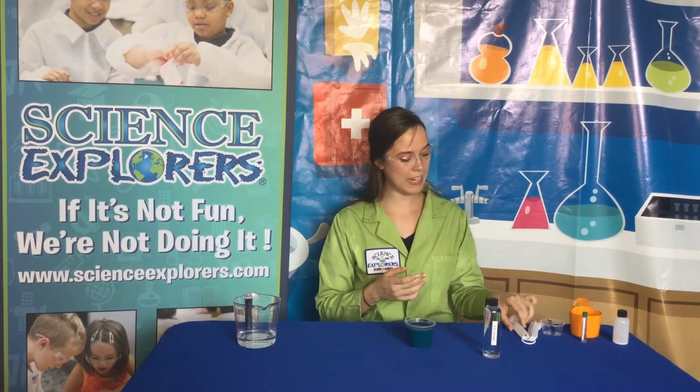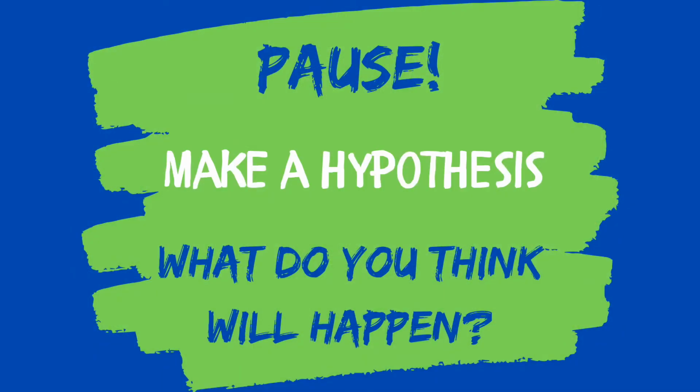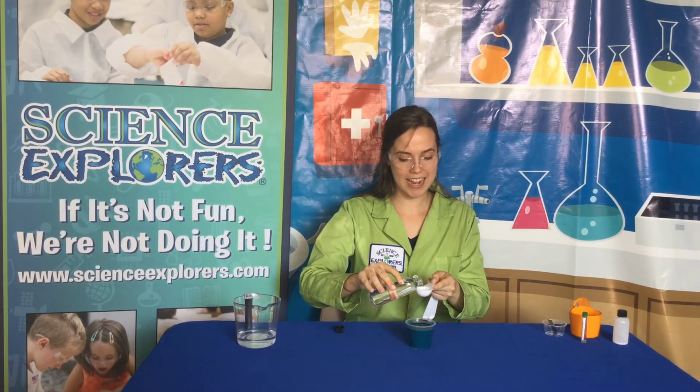Now we're going to pour in a tablespoon of vinegar. What do you think will happen when we add a tablespoon of vinegar to the milk of magnesia? Make a hypothesis and let's find out. We saw in our experiment earlier that vinegar is an acid. And we know when we mix together an acid and a base, they can neutralize each other and turn purple. Do you think that's what's going to happen? Let's see.